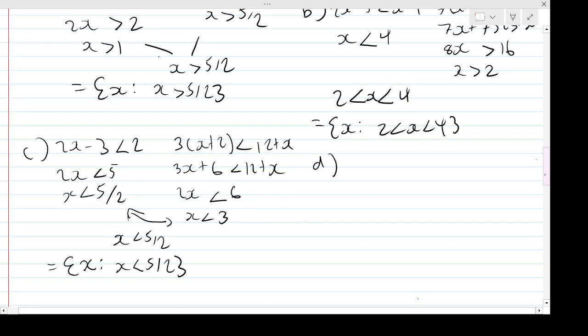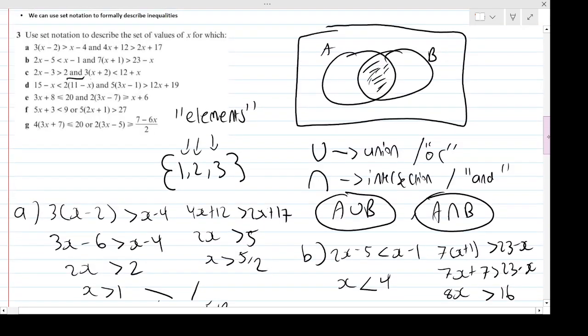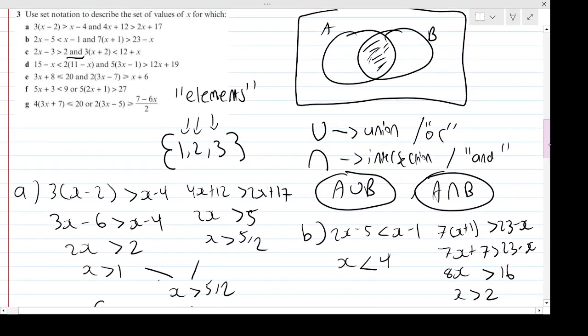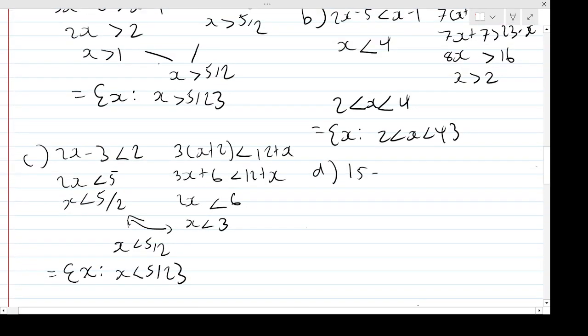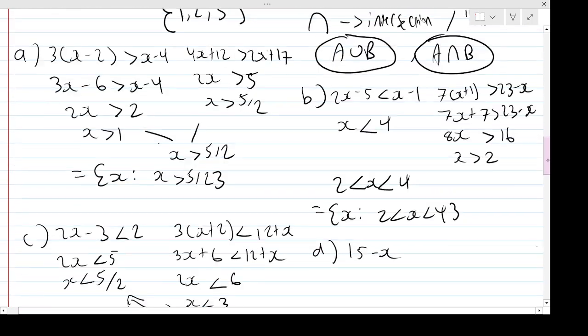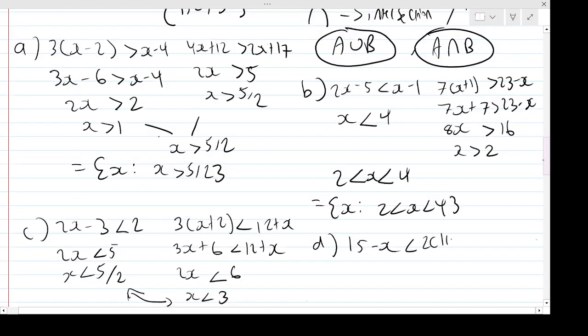There we are, so part D. And hopefully you start to recognise the pattern now for these sorts of set notations. Part D, we have 15 - x is firstly less than 2(11 - x).